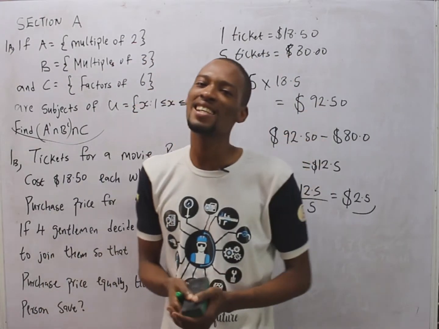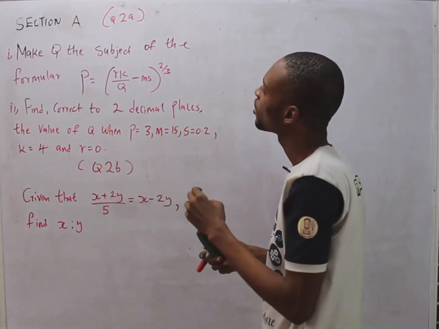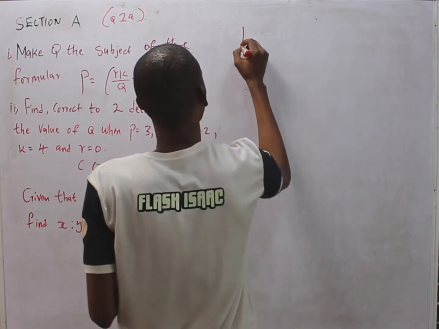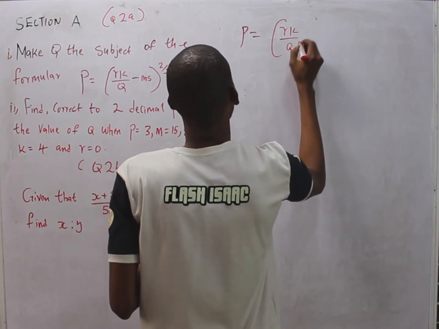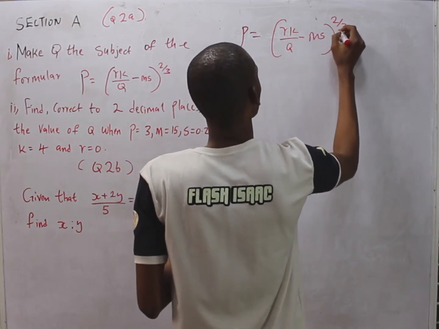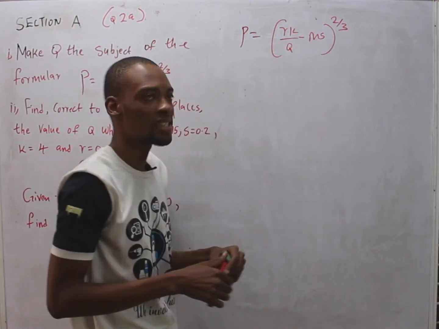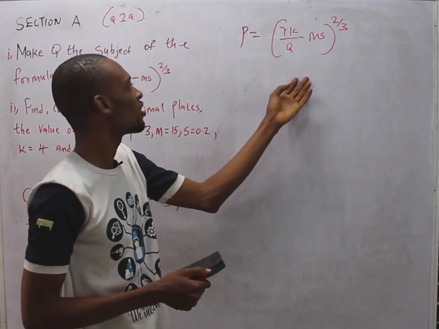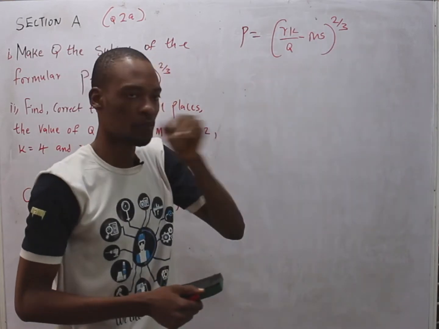Now let's see the next set of questions. 2a says, make Q the subject of the formula. So we are given P is equal to ROK over Q minus MS, raised to the power of 2 over 3. In this equation, the subject is P. So we are asked to change the formula so that Q now stays here and equals dash.